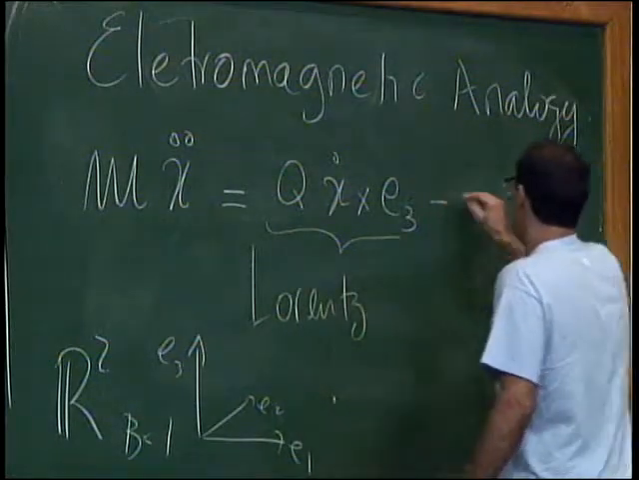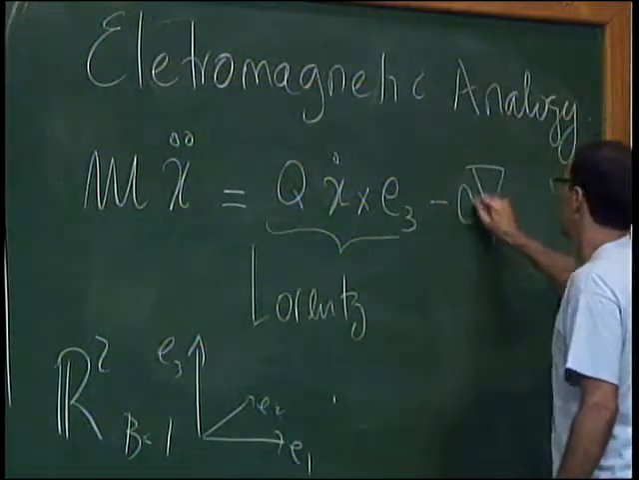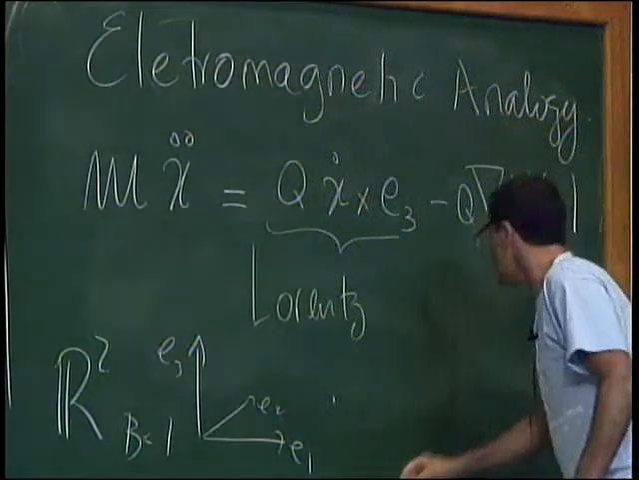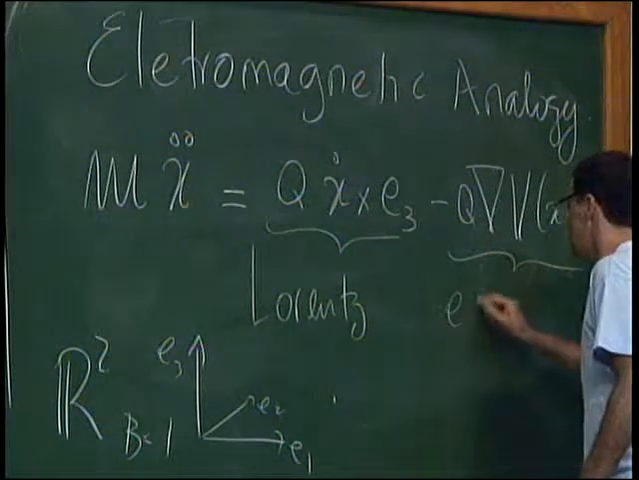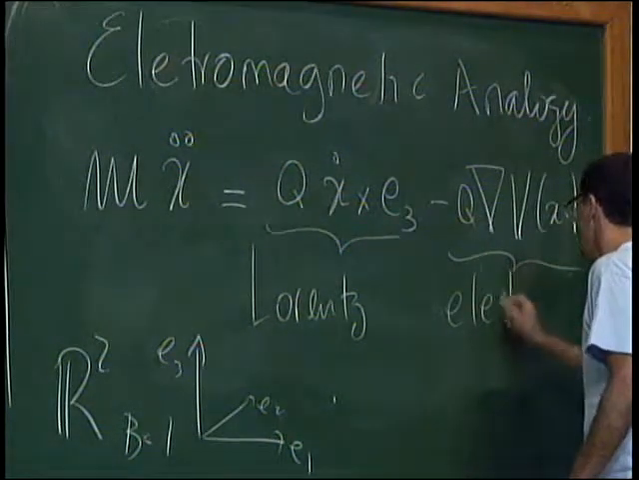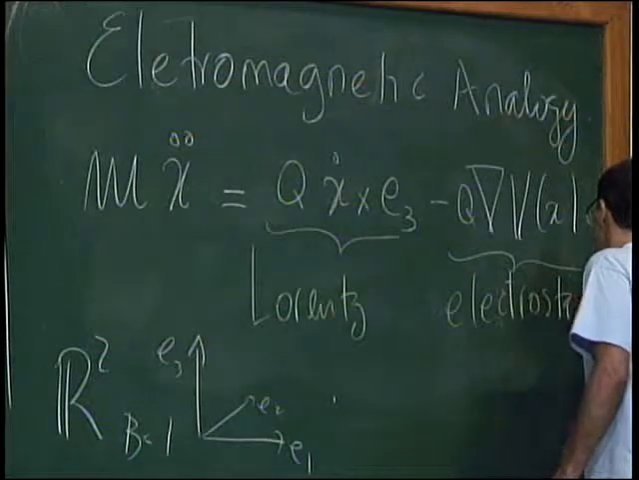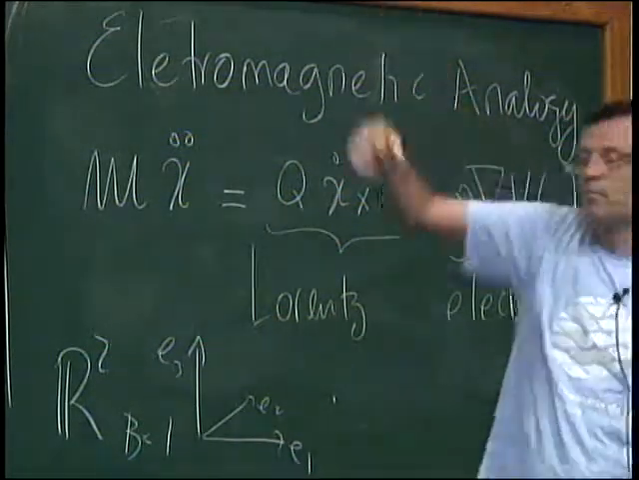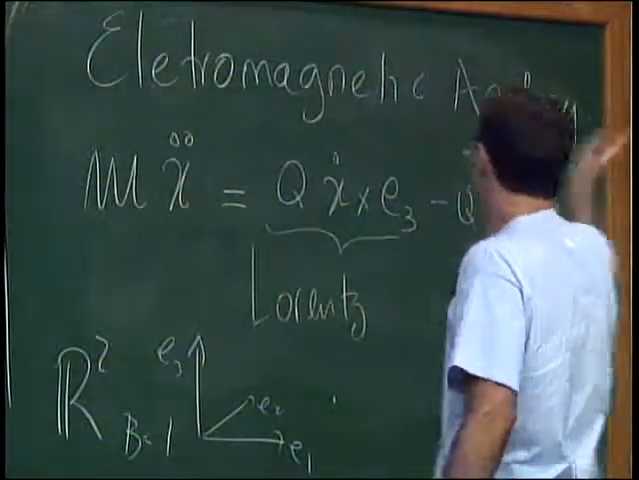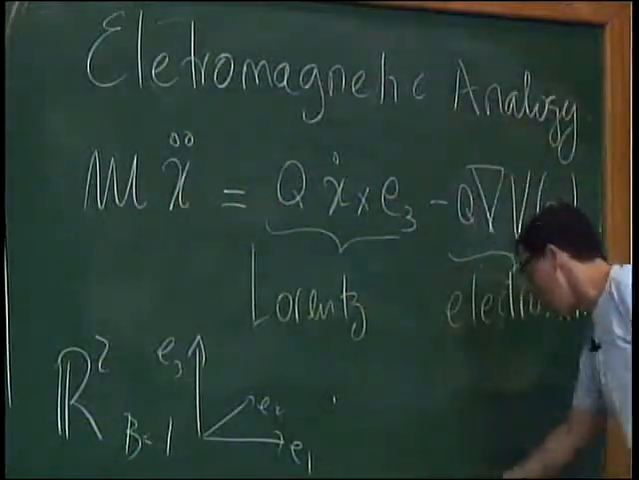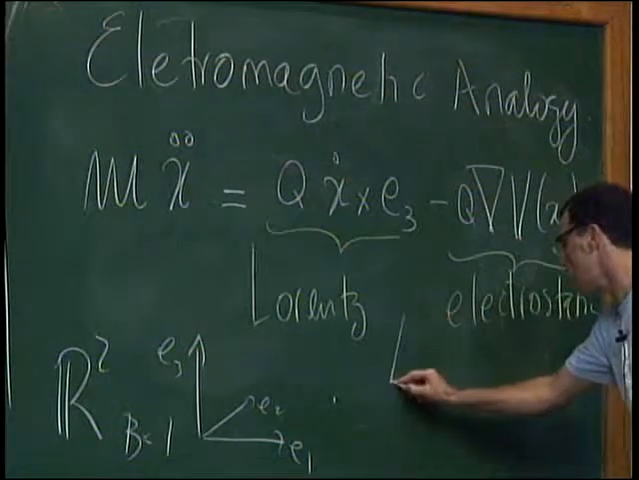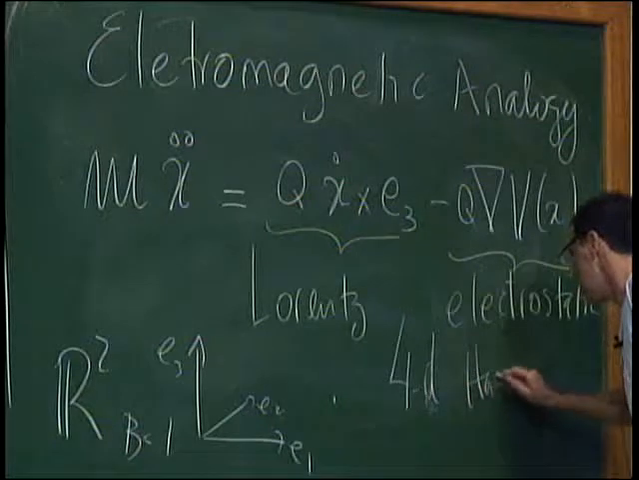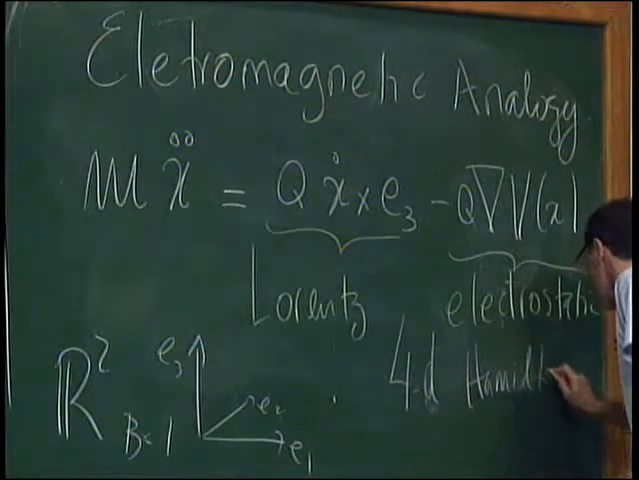And then you take an electrostatic force. You have electrostatic potential. This is electrostatic. The electrostatic force can be the result of the presence of other charges in the system, but let's forget about that. What's this? This is a four-dimensional Hamiltonian system. Very nice Lagrangian, Hamiltonian, everything.